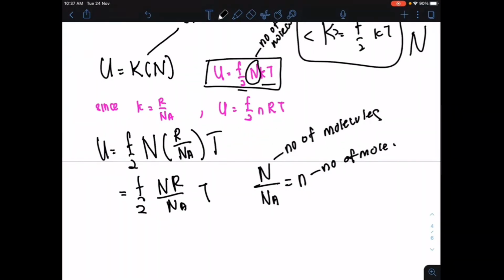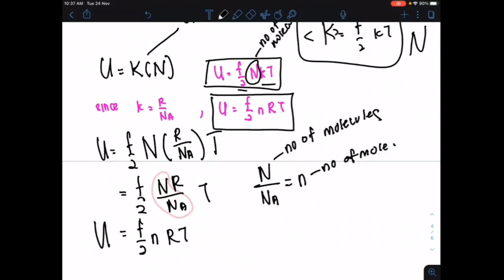Kamu dah belajar dalam chemistry. Dia adalah dua benda yang berbeza. So N over Na ni, I'm going to substitute with my number of mole. So I end up with U is equals to F/2 n kecil RT. Therefore, I have two equation for my internal energy. Depends on kita nak guna number of molecule capital N ataupun number of mole small n.